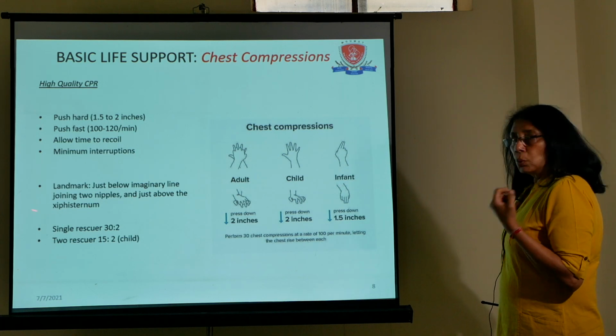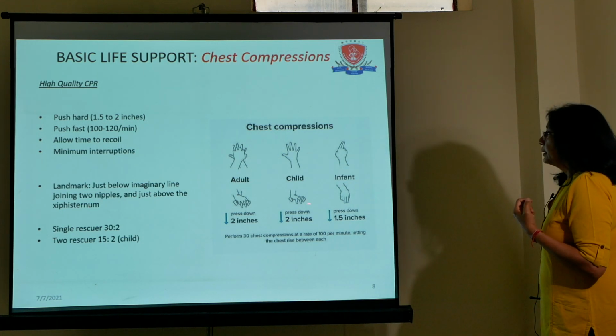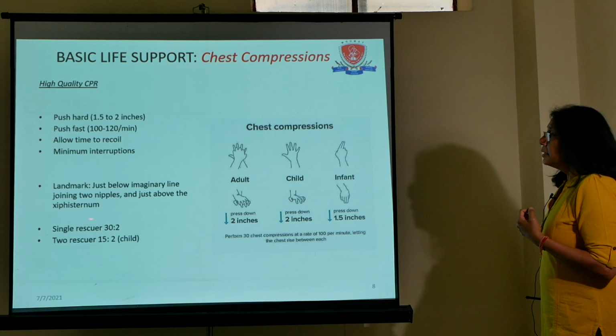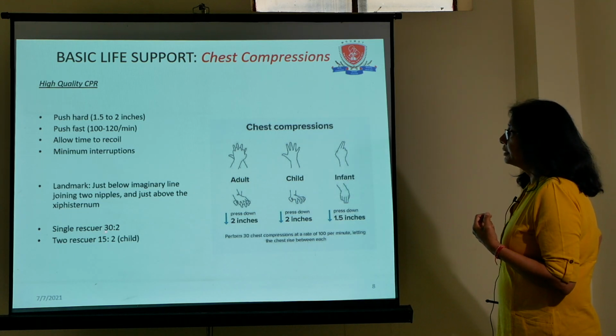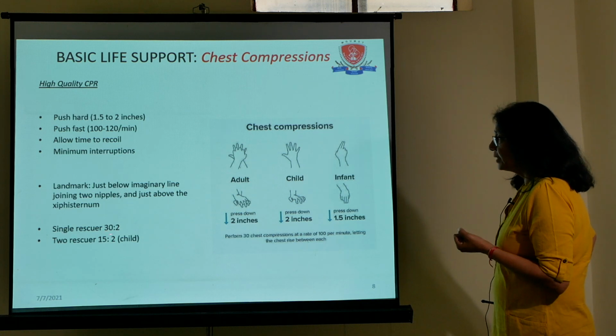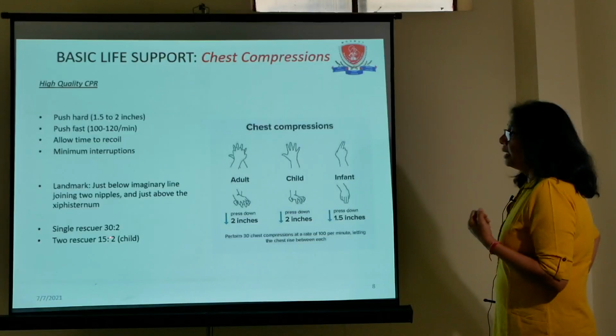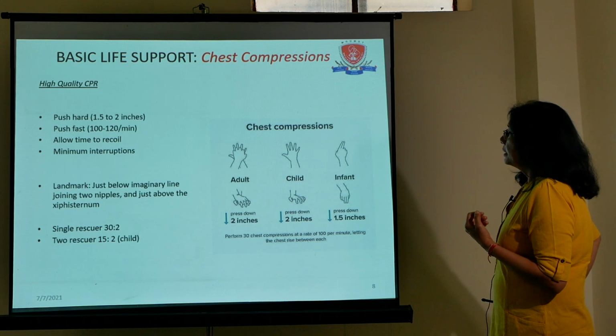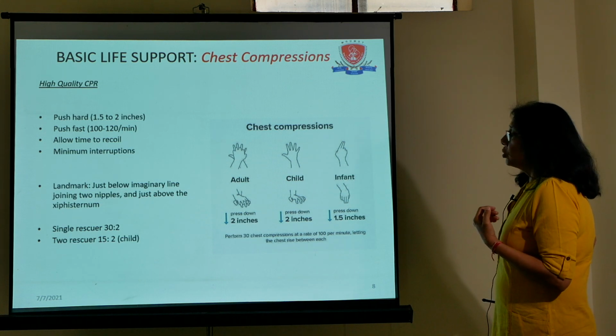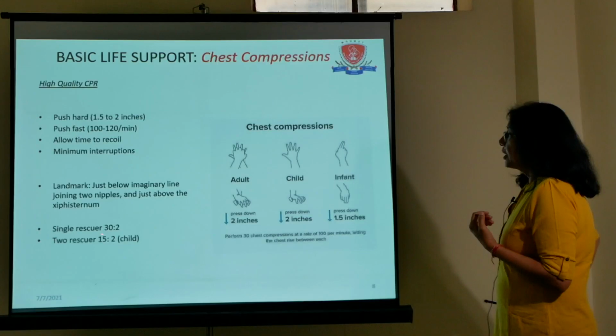Now if you are the sole rescuer, then in adult and child the chest compression to breath ratio is 30:2. That is, after 30 compressions you need to give 2 breaths. If there is a child and you are 2 rescuers, then 15:2. Whereas in adult, whether single or 2 rescuers, the chest compression to breath ratio remains the same. In the child, the chest compression to breath ratio changes.